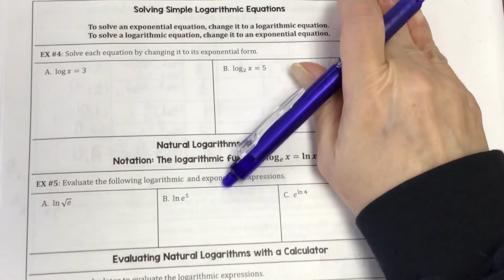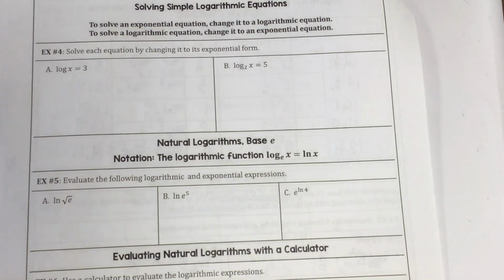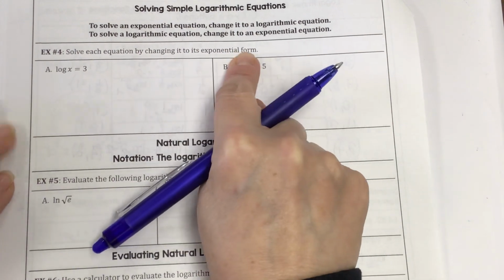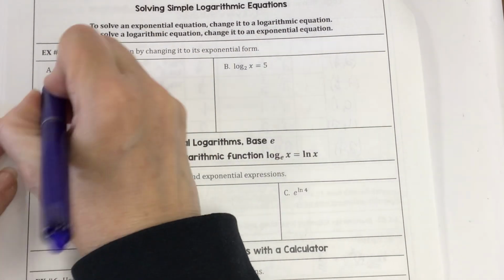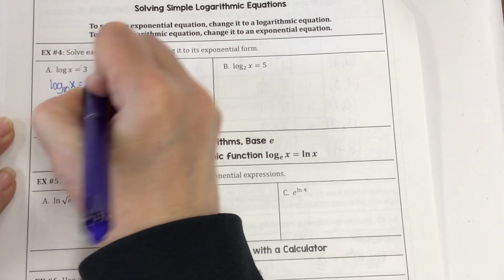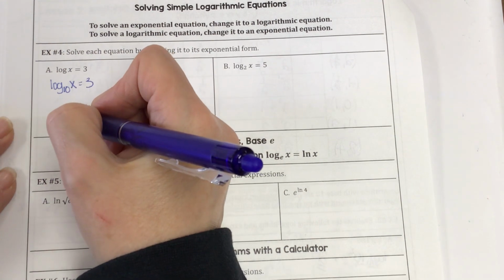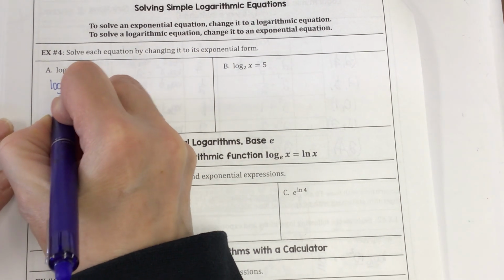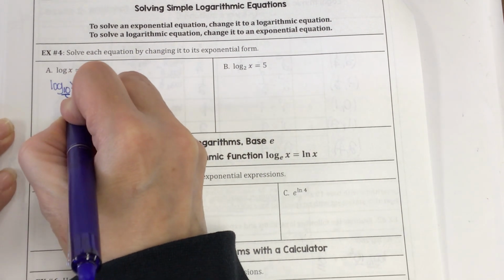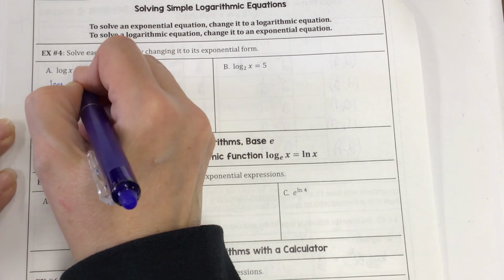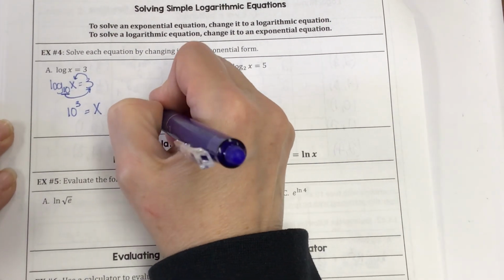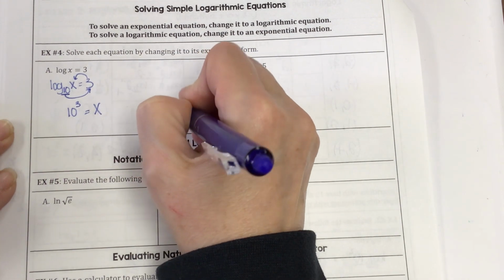Solving simple logarithmic equations. Well, it says solve each equation by changing it to its exponential form, right? What's the base here? The base is 10 because it's understood to be 10 if there's nothing there, right? Changing it to exponential form would be taking the base to this power, so 10 to the third power, and it equals whatever's here, yes? X. So what does x equal? 1,000.